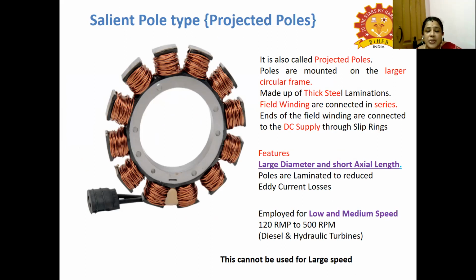Poles are laminated to reduce eddy current losses. It is employed for low and medium speeds, 120 RPM to 500 RPM. It is usually used with diesel and hydraulic turbines. This cannot be used for large speed machines.